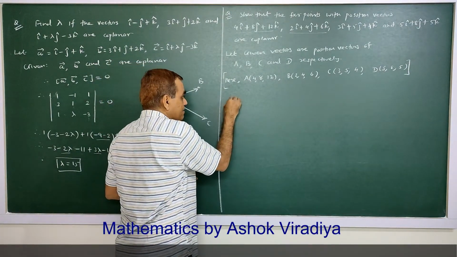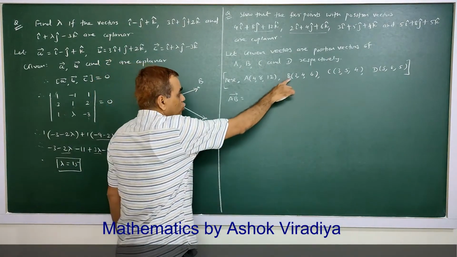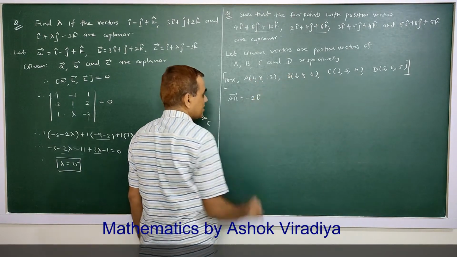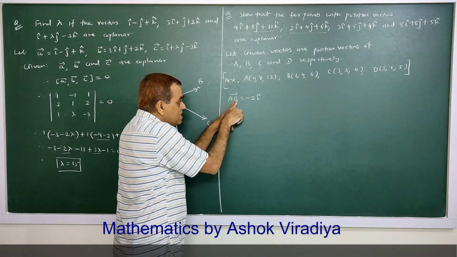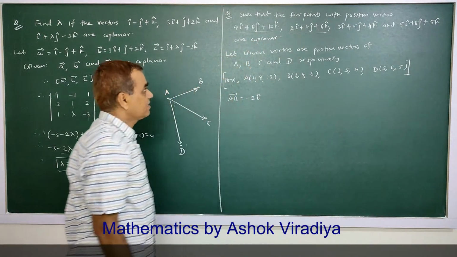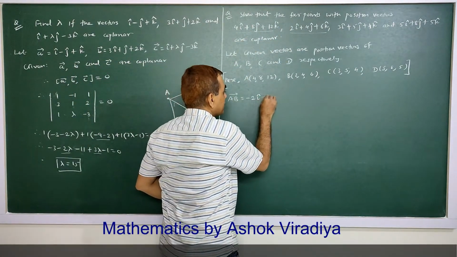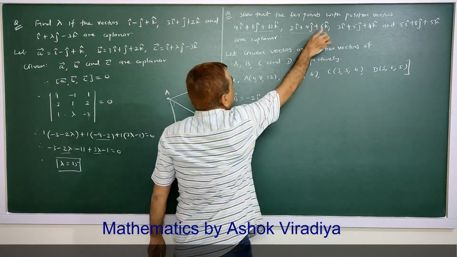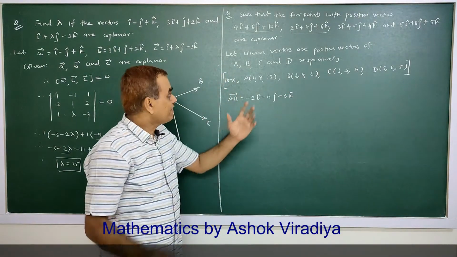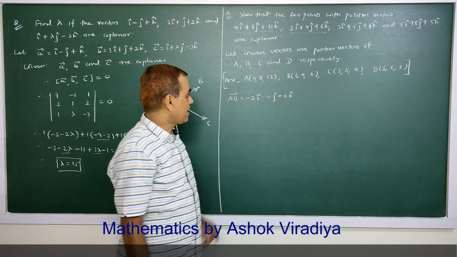Now vector AB is 2 minus 4 times I, that is minus 2I. See, position vector of B minus position vector of A. So 2 minus 4 times I plus 4 minus 8 times, that is minus 4 times J, plus 6 minus 12, that is minus 6 times K. You can also calculate from these coordinates: 2 minus 4, then 4 minus 8, 6 minus 12.